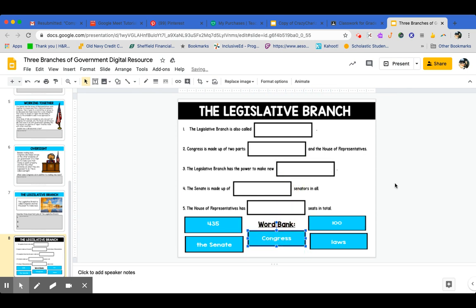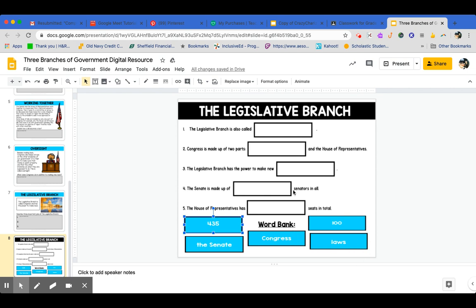So, number 1, the legislative branch is also called blank. Number 2, Congress is made up of 2 parts, blank and the House of Representatives. Number 3, the legislative branch has the power to make new blank. Number 4, the Senate is made up of blank senators in all. So remember that would be a number. And the House, number 5, the House of Representatives has blank seats in total. So that would also be a number. Obviously, 435, 100. This is the Senate, Congress, and laws.